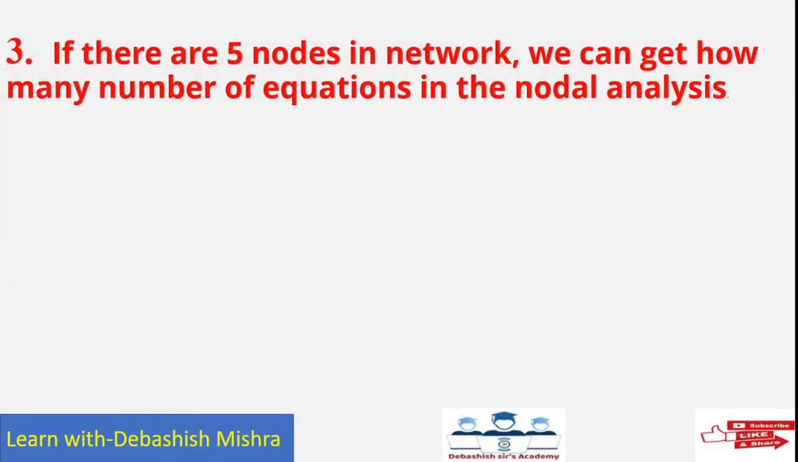If there are 5 nodes in a network, how many equations can we get in the nodal analysis? The options are 4, 3, 2 and 1. What will be your answer? Answer A, because I have already told you it will be n minus 1. So it is 4. Clear, students?